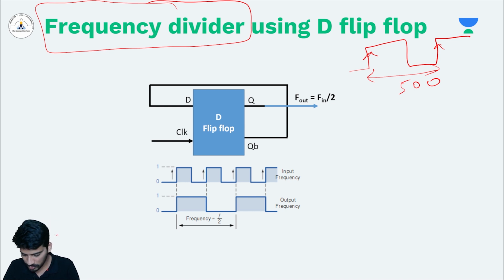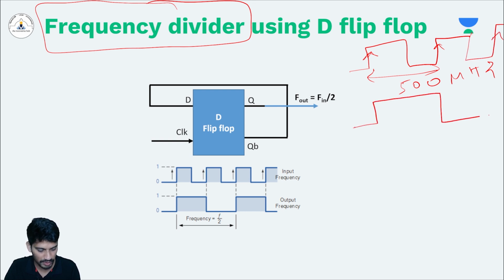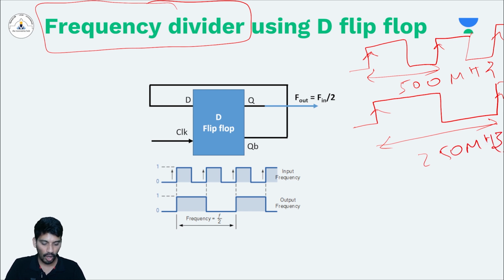So the frequency is 500 megahertz means the time period will be very small, right? And a frequency of 250 megahertz will have a time period double of this, right? So this is a signal with a frequency of 250 megahertz. So how do I get a frequency divider using a simple D flip flop?